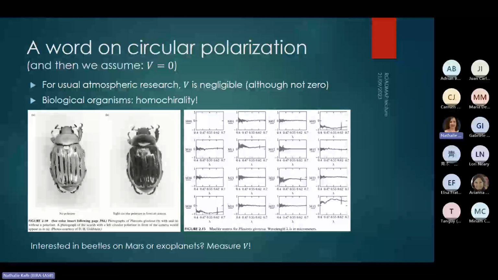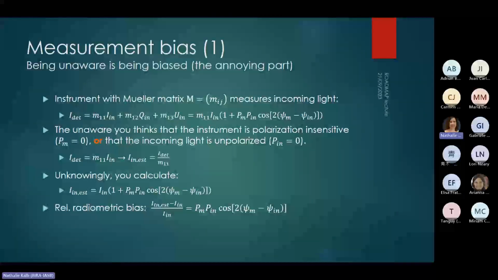Because biological organisms exhibit homochirality. In short, DNA always circles in the same direction and not in the other direction, and so on. Or sugars or proteins. If you're interested in beetles on Mars or exoplanets, you have to measure V. Really, you have to. If not, well, don't forget about it.